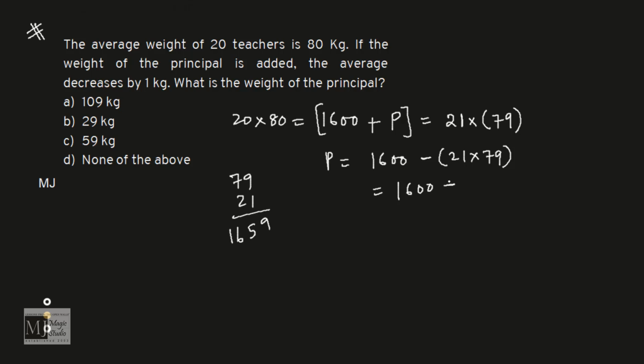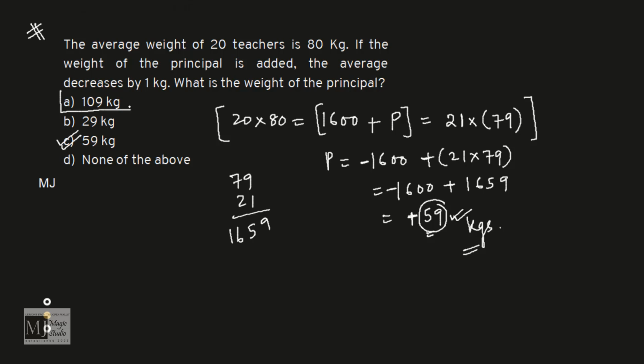So 1659 minus 1600. Okay, we are getting minus 59. How? Because I have put wrong signs here, isn't it? This is plus and this is minus. Pardon me for this. So this should be 59. What is the weight of the principal? Principal is 59 kgs. We can easily calculate and find the values. Answer is 59, and yes, it is not 109.